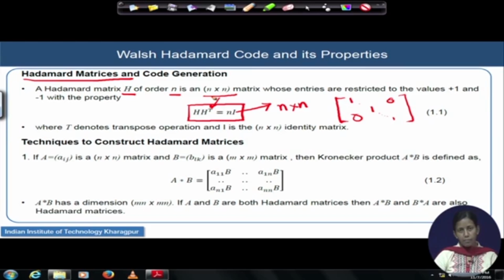There are several mechanisms by which we can construct the Hadamard matrix. We will learn them one by one, and finally, we will enter into the Walsh-Hadamard code.